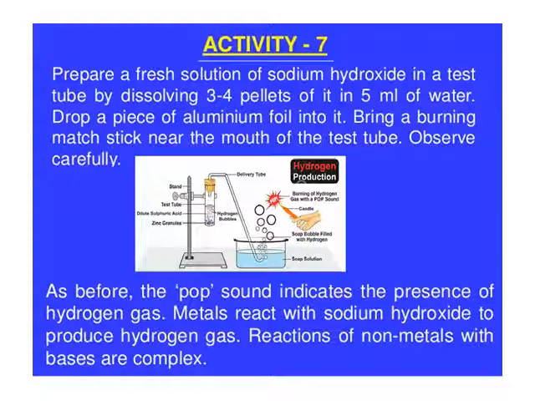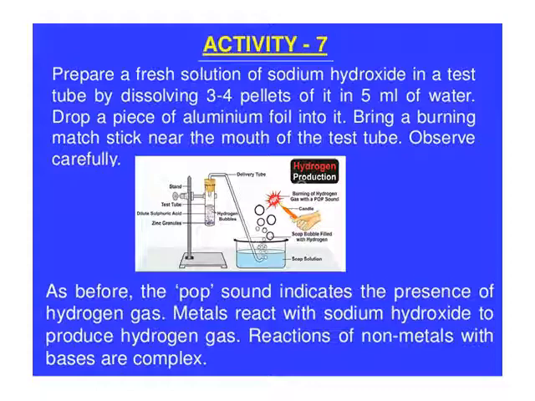At that time, bring the burning candle near the mouth of the test tube. You can see immediately a pop sound, and the candle will begin to burn brightly. So, this is the experiment. This experiment has proved that when a metal, aluminum, reacts with an alkali or a base, that is sodium hydroxide, it releases a gas called hydrogen.